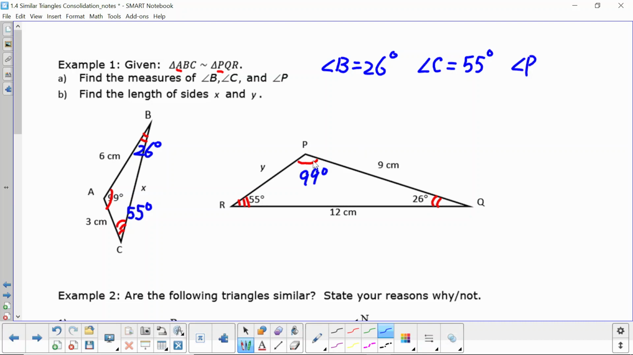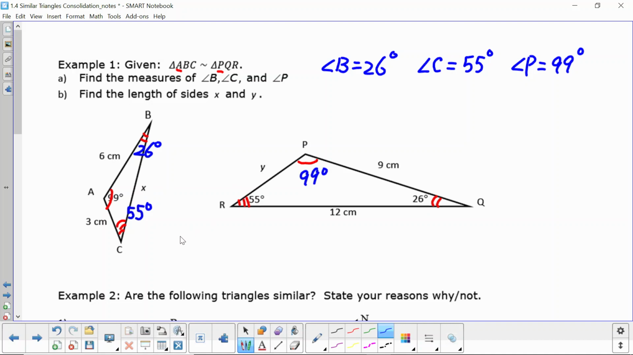Angle P equals 99 degrees. So the first question is solved. Question 1a is solved. Then question 1b asks you to find the side x and the side y.